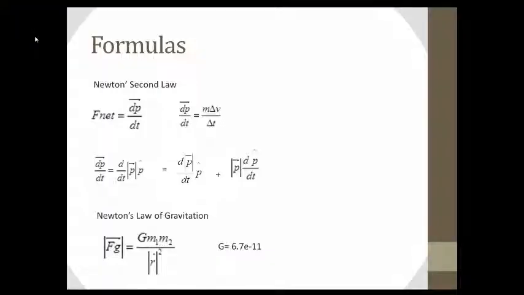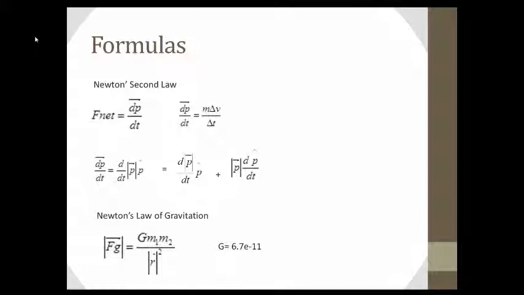I also need to know some initial formulas. Here we have Newton's second law, where Fnet is equal to dp over dt. dp over dt is equal to mass times change in velocity over change in time. Here we can separate these into perpendicular and parallel components.